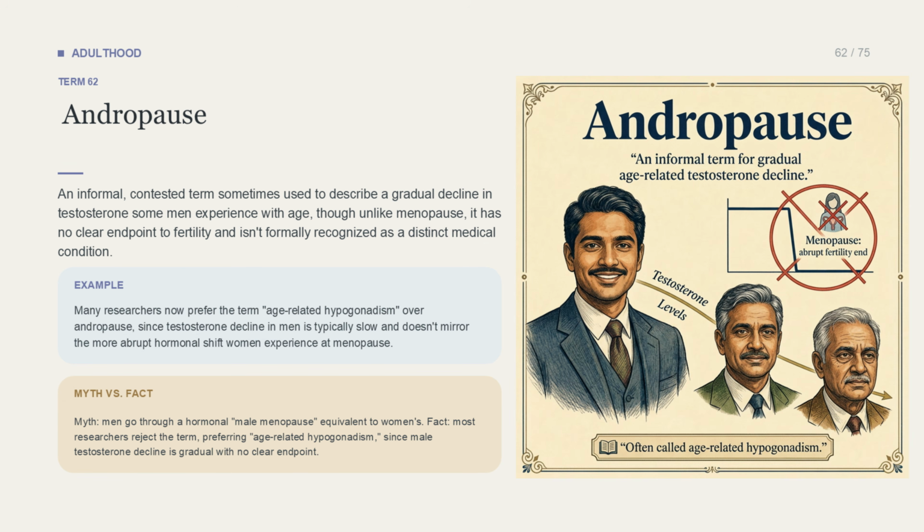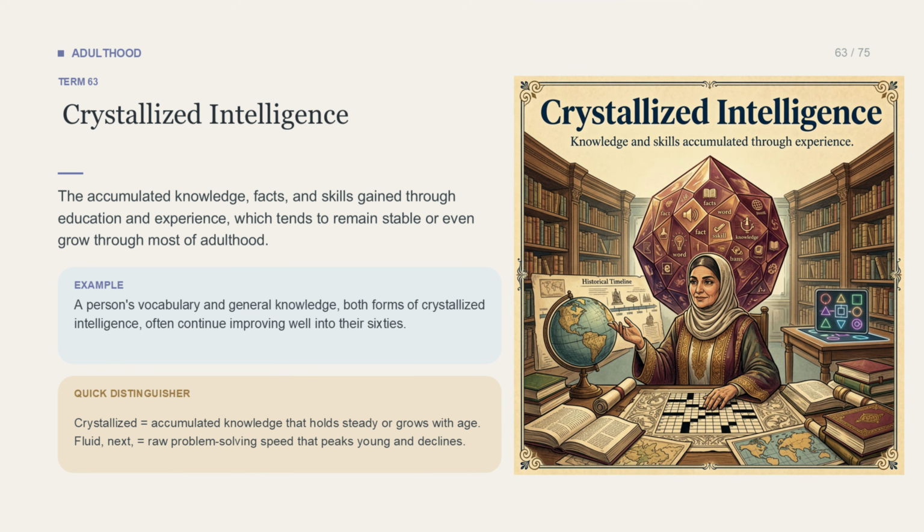62. Andropause. Andropause is an informal and contested term sometimes used to describe the gradual decline in testosterone that some men experience with age. Unlike menopause, it has no clear endpoint for fertility, and it's not formally recognized as a distinct medical condition.